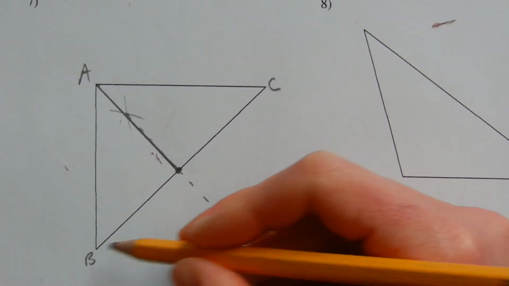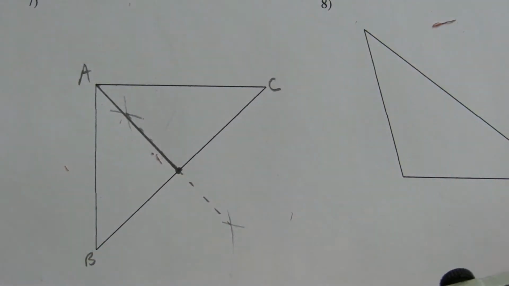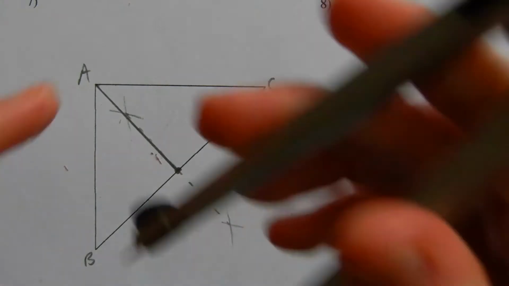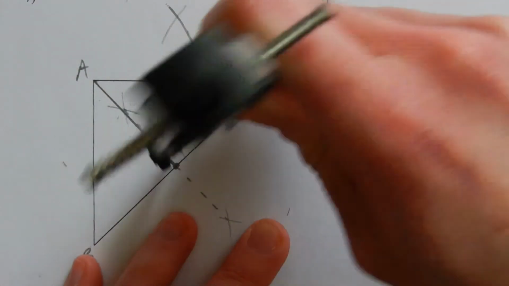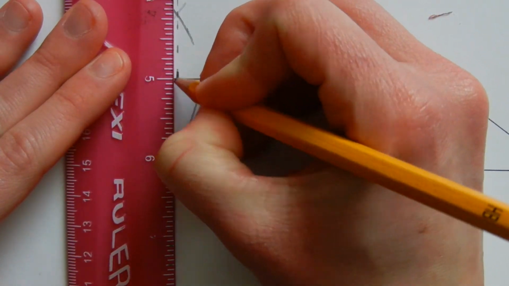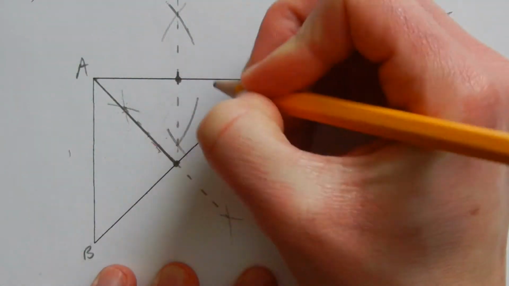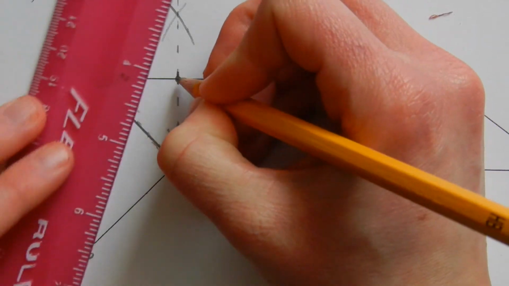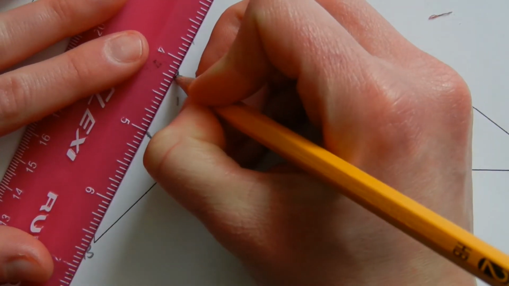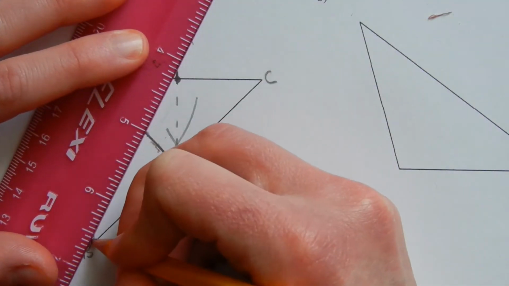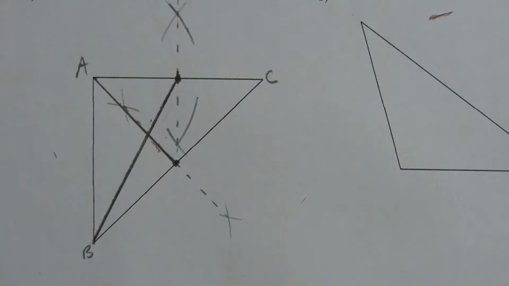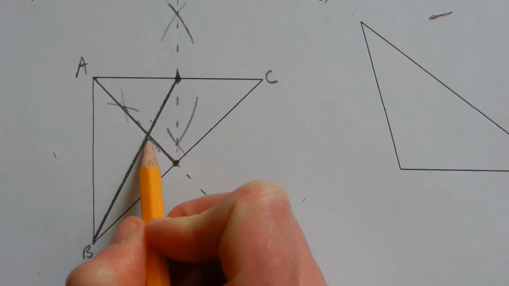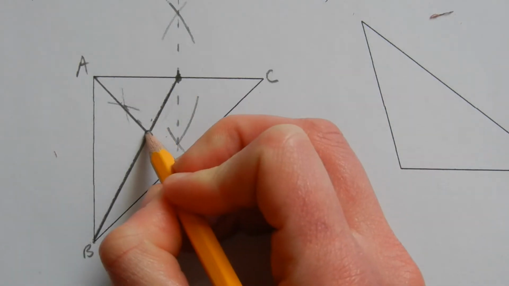Now, for the median associated with vertex B. First, I have to find the midpoint of side AC. So once I find the midpoint of AC, I can connect that to vertex B, since the midpoint of AC is opposite vertex B. So there is my second median. So I know this is the centroid, the point in which they intersect.